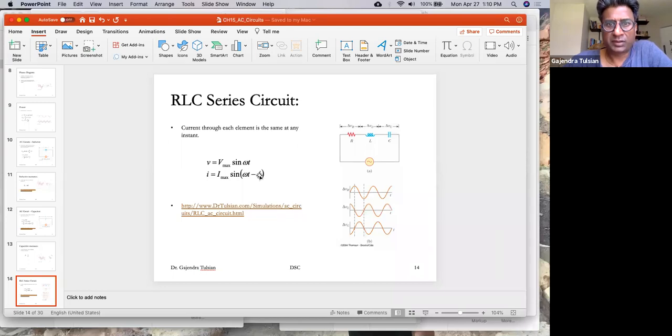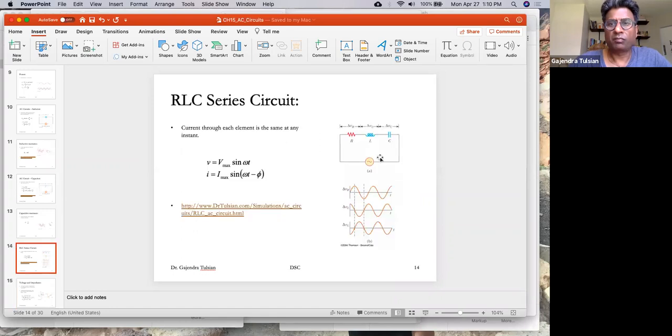Again, if this phase shift were 0, that means this circuit is behaving like a pure resistor. It can happen that for a given frequency, the reactance of these can cancel each other, and then it'll behave like a purely resistive circuit. So we are interested in finding phi and Z. V max by Z will give you I max. That's what we're interested in.